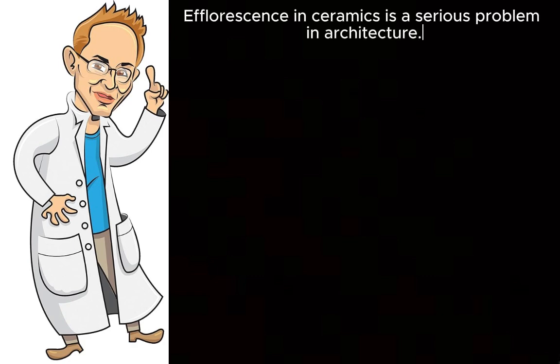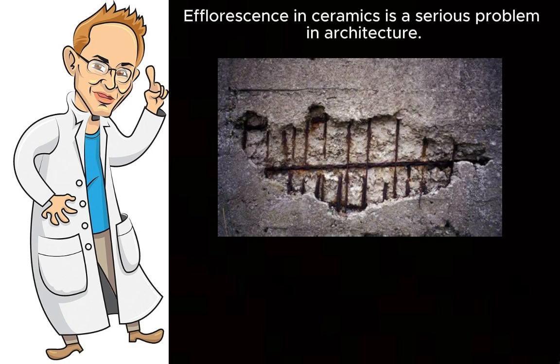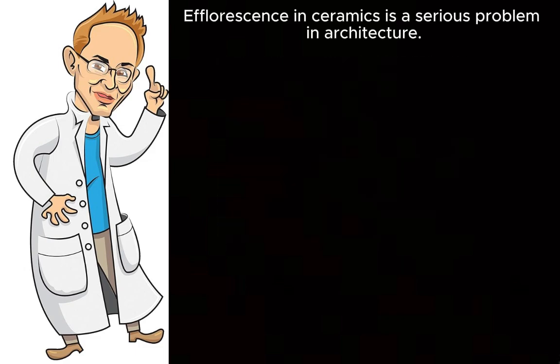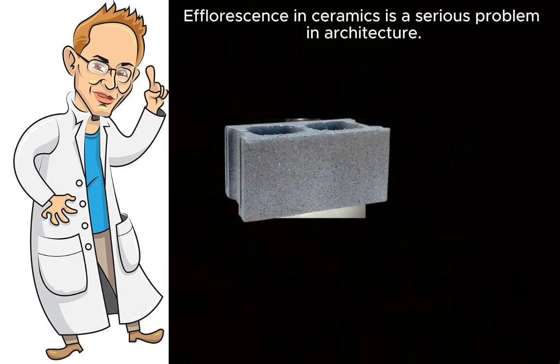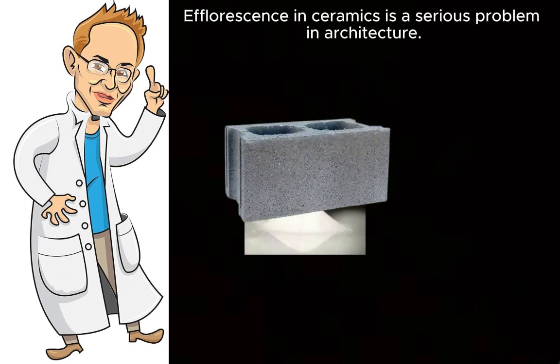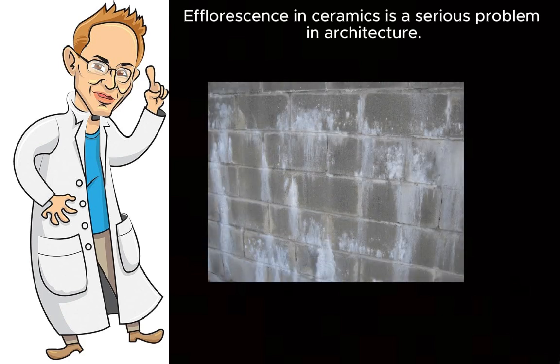To provide context, efflorescence in ceramics is a serious problem in architecture. It is an indication of material deterioration brought on by salts reacting with ceramic materials. This process occurs when soluble salts, such as sodium sulfate, migrate through the porous material to the ceramic surface and crystallize, often due to ambient moisture.